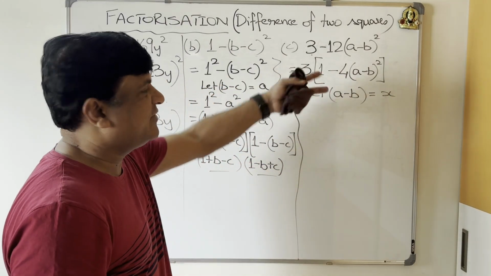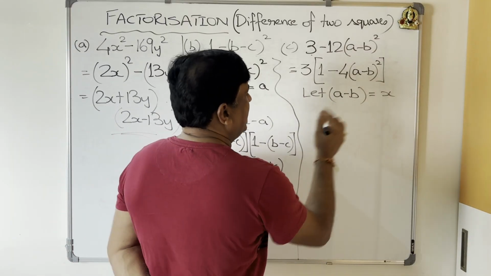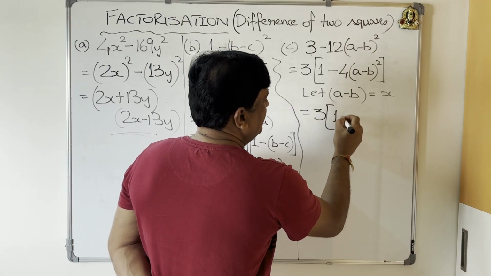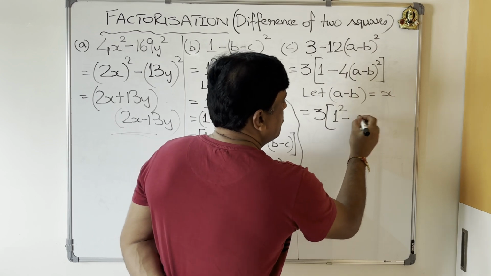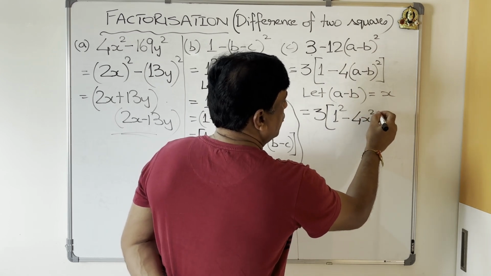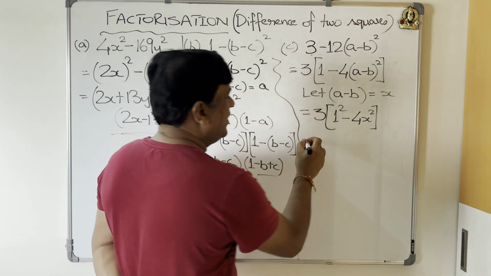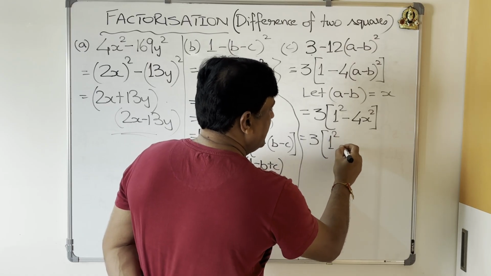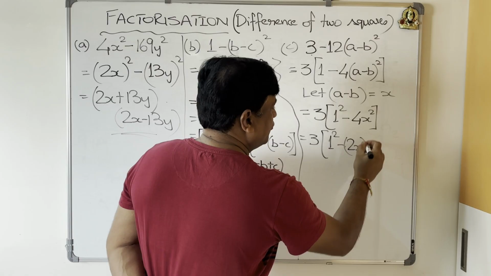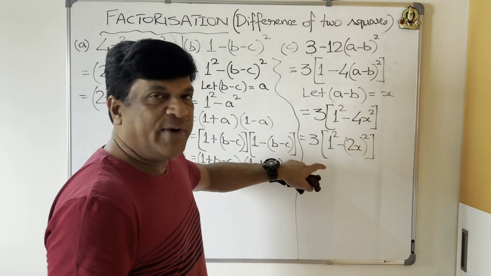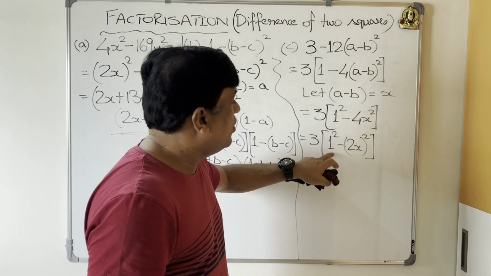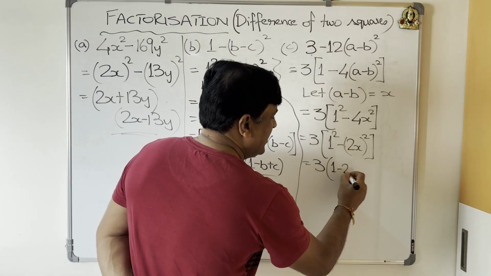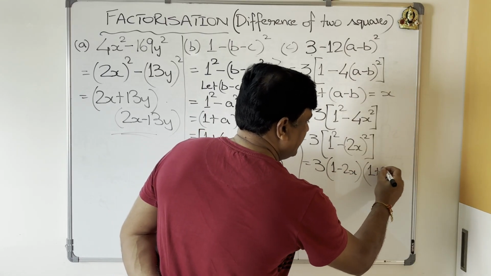Substitute x, okay? When you put it as x over here, what does your problem become? It becomes 3 times 1 square. I can write 1 as 1 square, minus 4x square. This 4x square becomes (2x) whole square. So what happens here? 3 times 1 square minus (2x) whole square. Again, it's in the format of a square minus b square. So what is a square minus b square? I can again break it into factors. This will become 3 times (1 minus 2x) and (1 plus 2x).